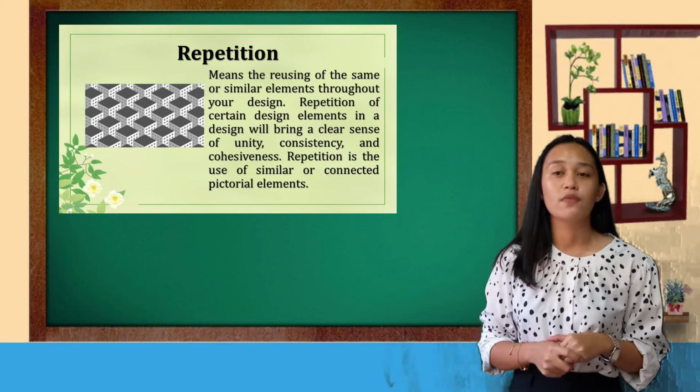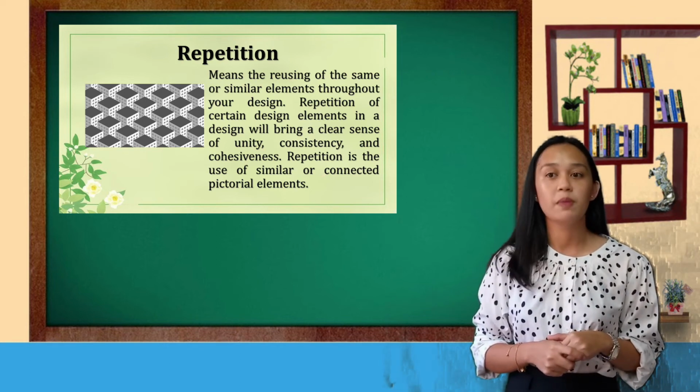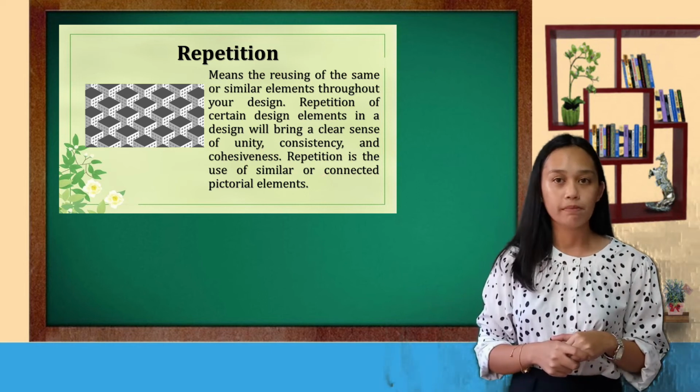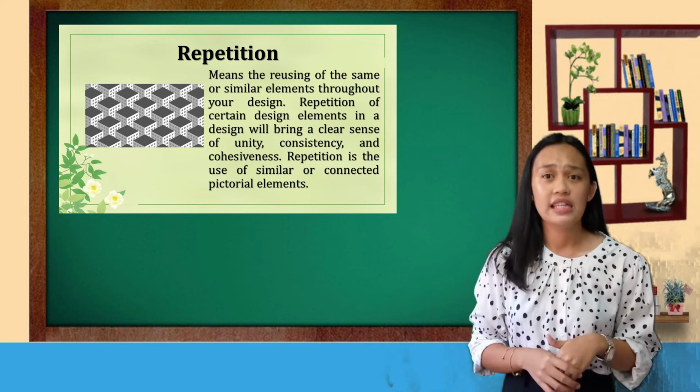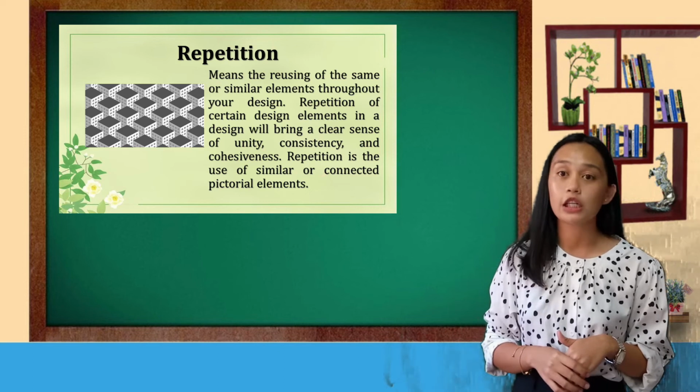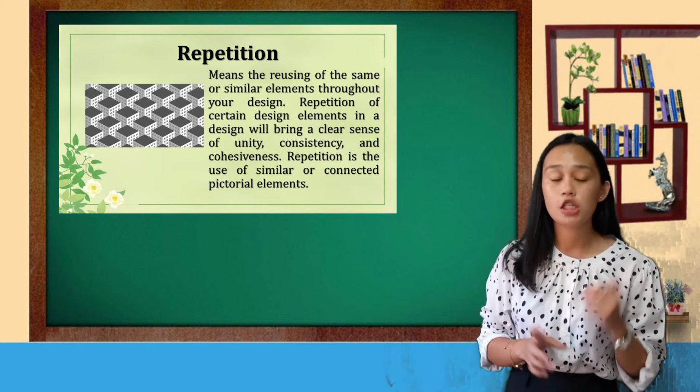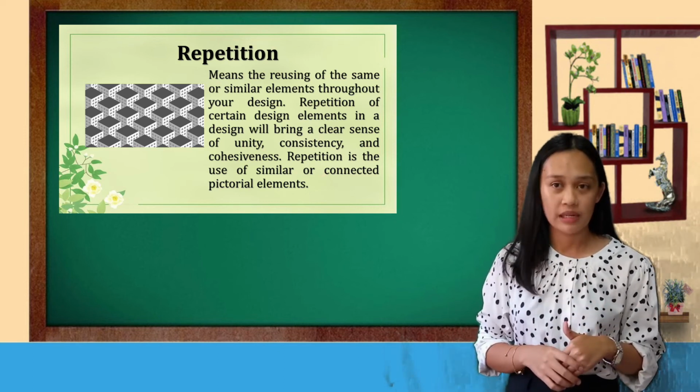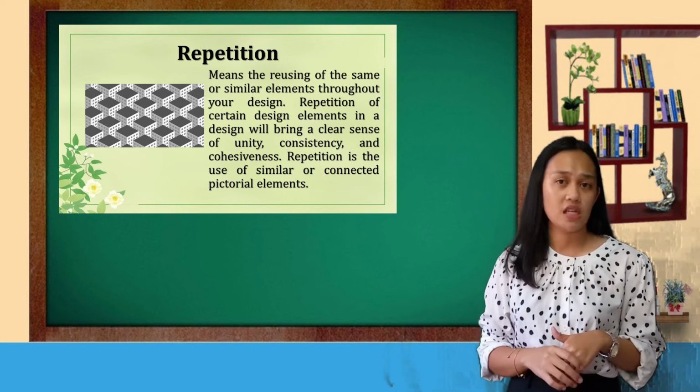Repetition is the use of similar or connected pictorial elements. In visual production, it is a recurrence of a particular line, pattern, shape, or other visual elements in a single work or part of the series.